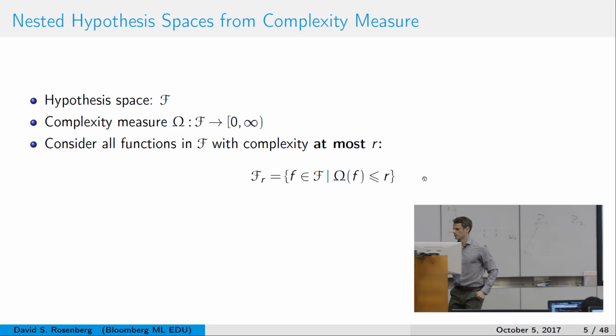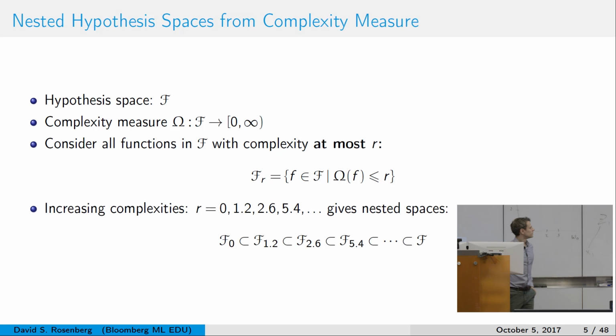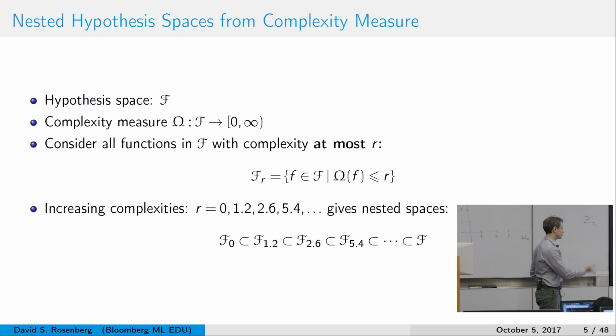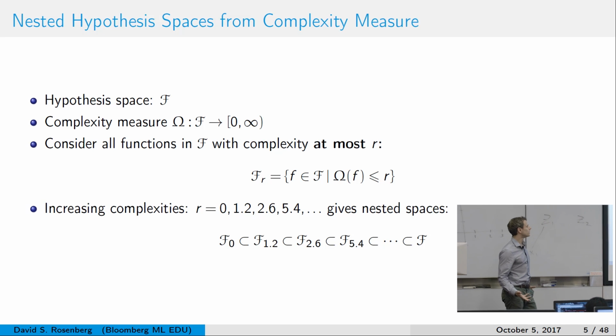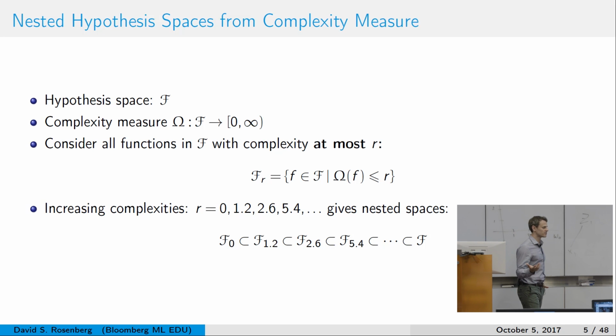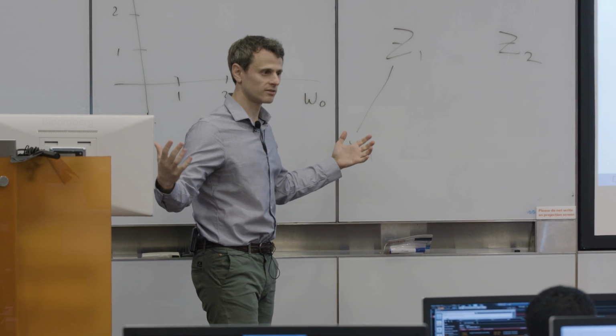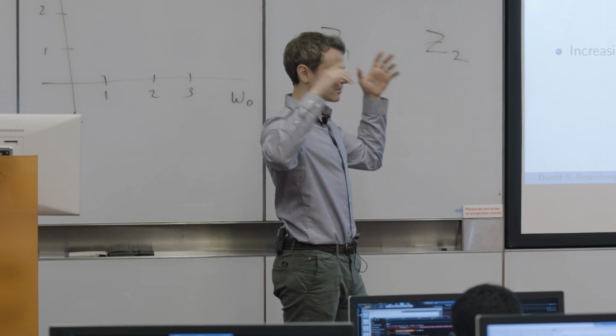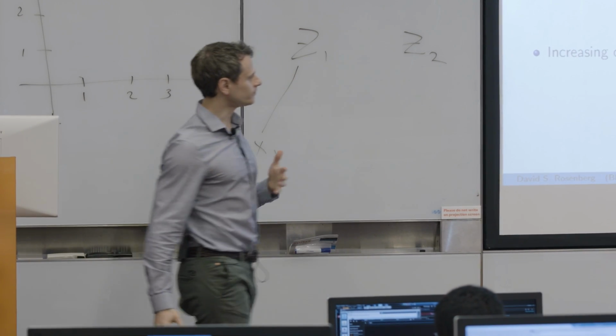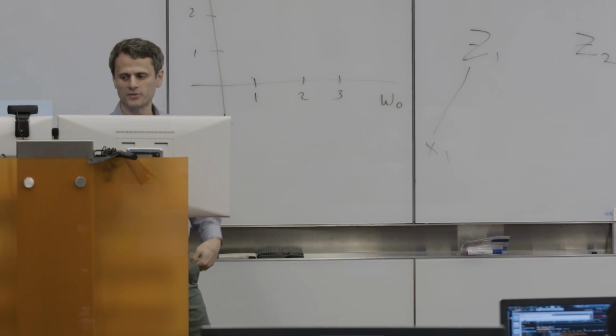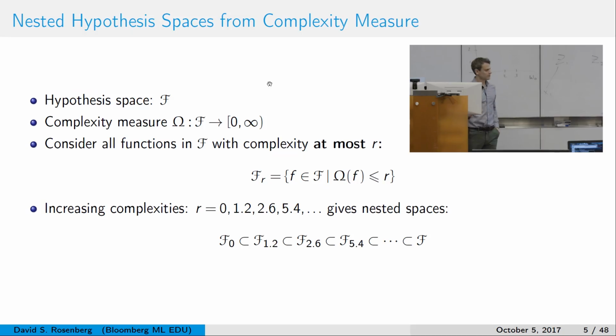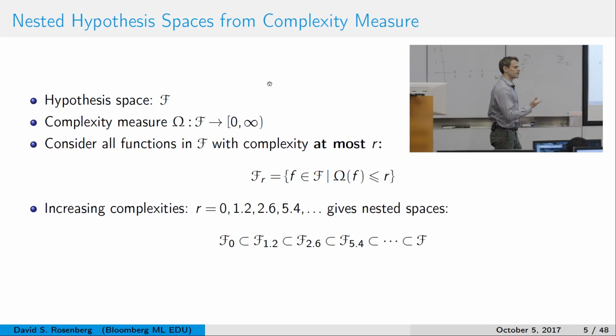So then, of course, we can set R to many different values: 0, 1.2, 2.6, 5.4. Each one corresponds to a hypothesis space, each one bigger than the last, because each one contains all the functions with this complexity or smaller. So we get these nested hypothesis spaces. And these are very convenient to use.